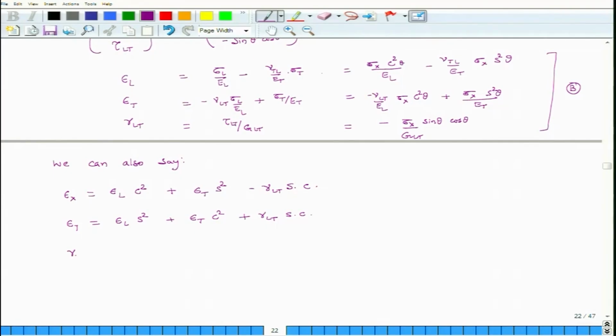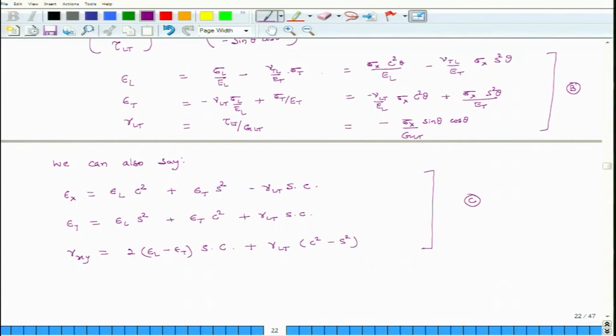And then the engineering shear strain gamma xy. Gamma xy is twice of epsilon L minus epsilon T times sin theta cosine theta, plus gamma LT times cosine square theta minus sin square theta. So, this is another set of equations, we call it equation C.